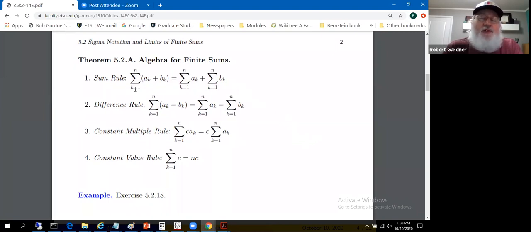The sum rule says the sum from k equals 1 to n of a sub k plus b sub k equals the sum of the a sub k's plus the sum of the b sub k's.